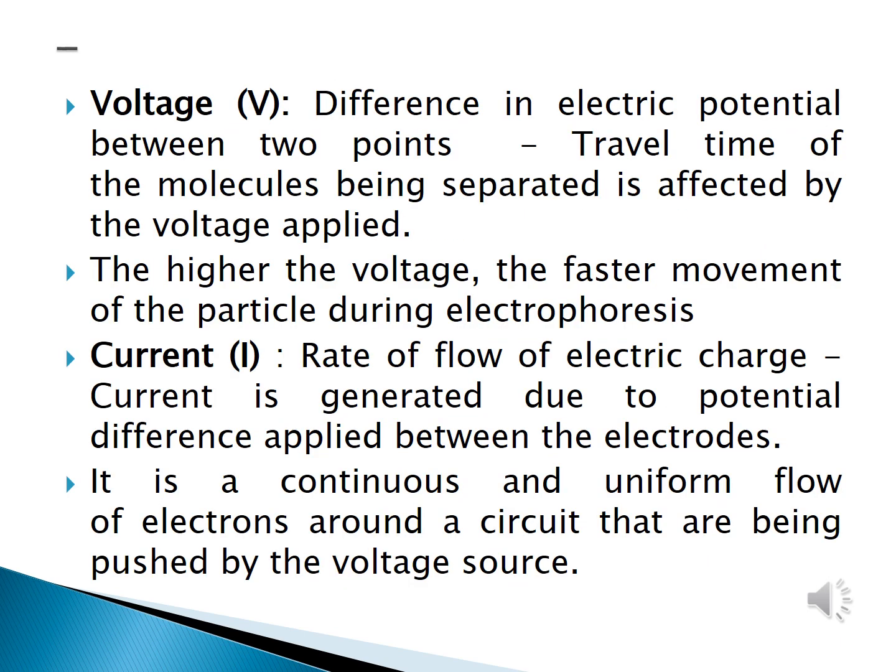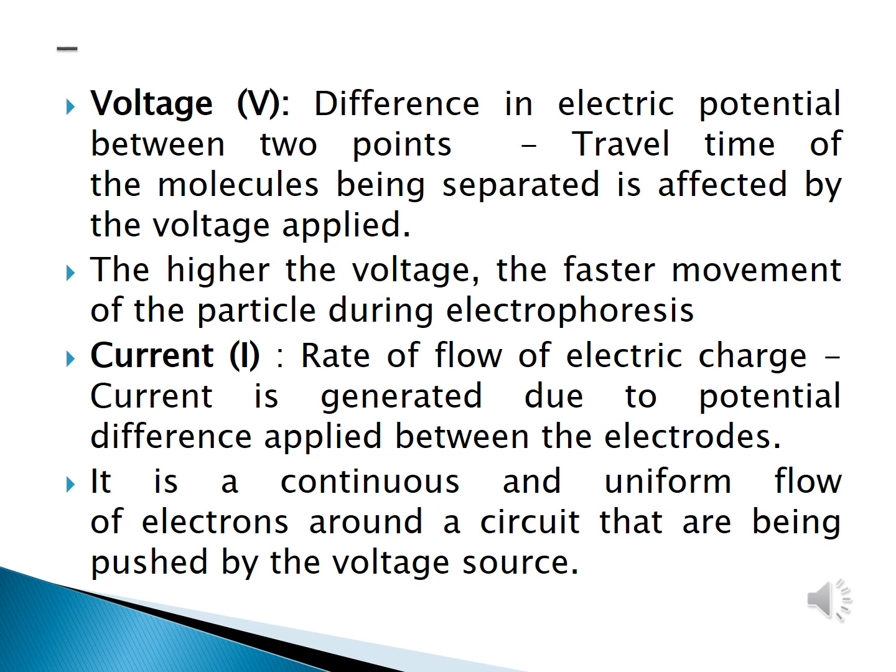The rate of separation of a particle in an applied electric field is mainly determined by voltage. That means if the potential difference between the two electrodes is high, the travel of the molecule will be very fast, or in other words, separation of the material will be very easy. On the other hand, if the voltage is low, separation will be less. That means voltage and separation are directly proportional.